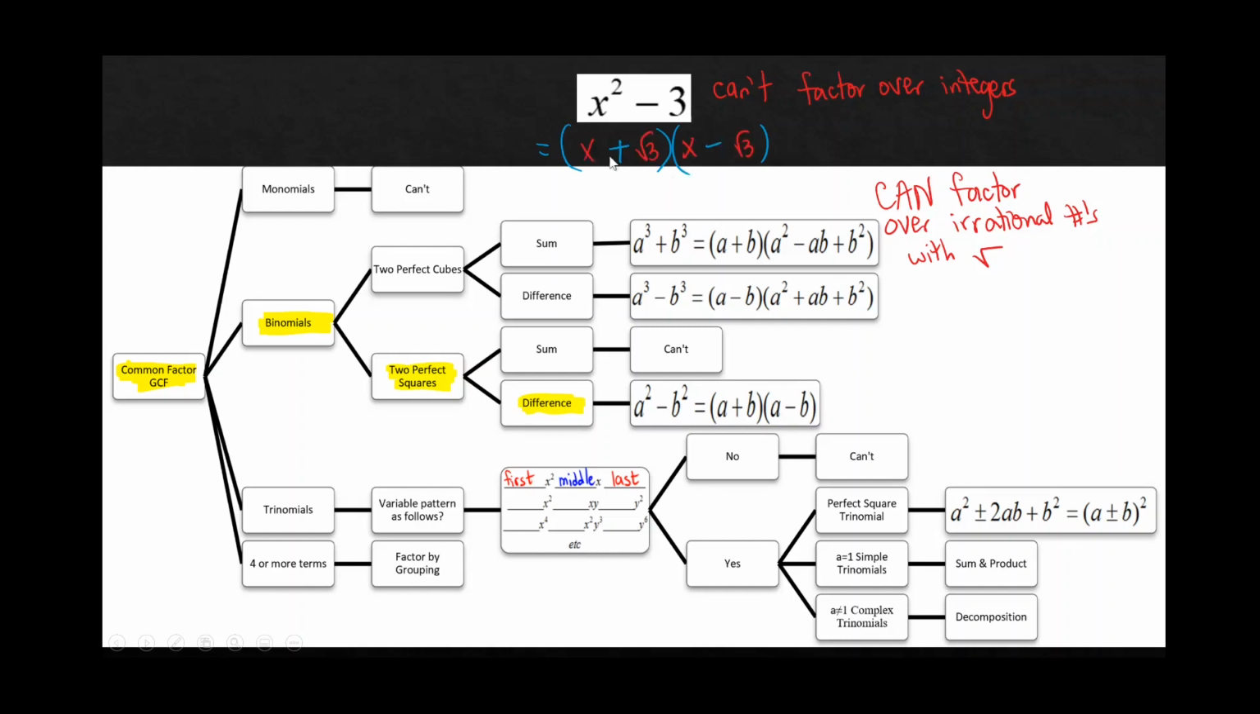We would have x times x would be x squared. We would have outside and inside multiplying and canceling. So we'll have negative root 3 with an x and positive root 3 with an x, so they disappear when you distribute this. And then positive root 3 times negative root 3 is negative root 9, and root 9 just becomes a 3. So this does actually end up working.